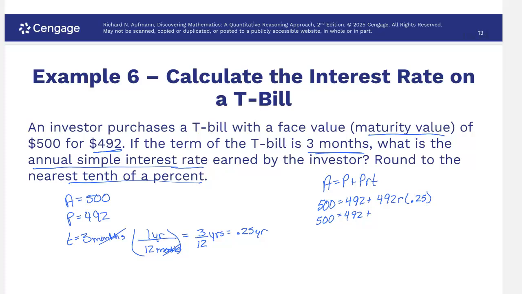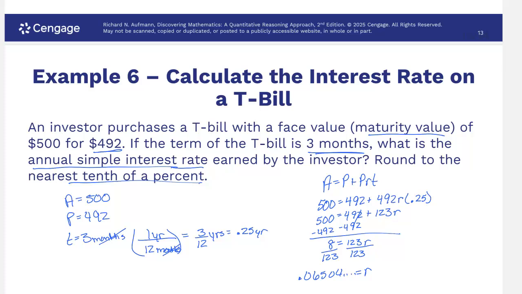So I'm going to start by multiplying that 492 times 0.25. That's going to give me 123. And then we're going to move this 492. So 500 minus 492 is 8. We're going to divide by 123. 8 divided by 123. So I got 0.065 and some change.